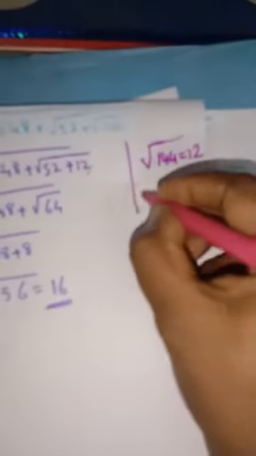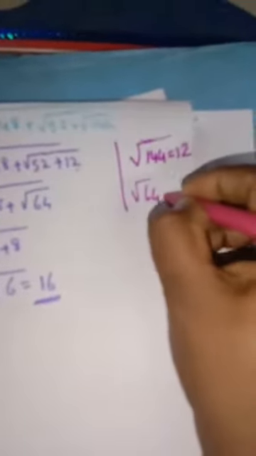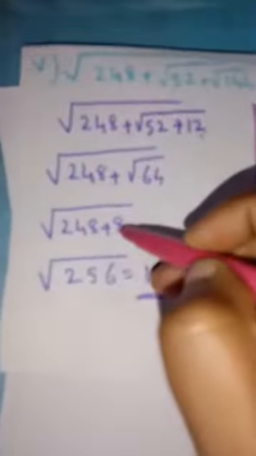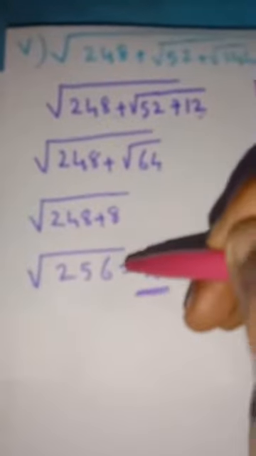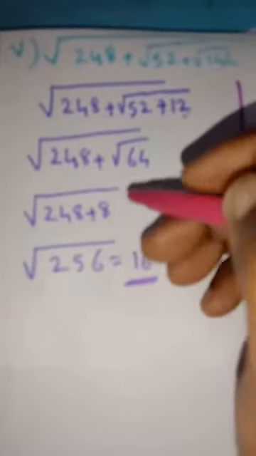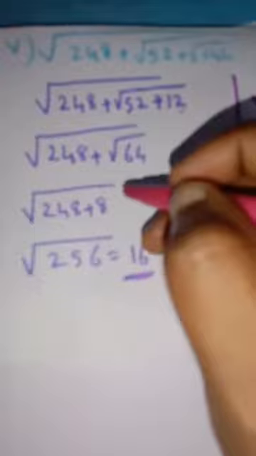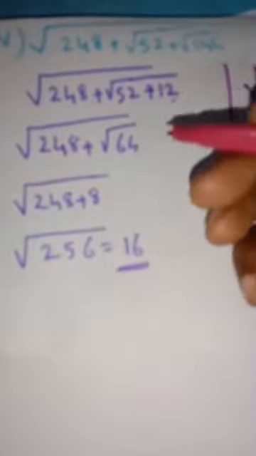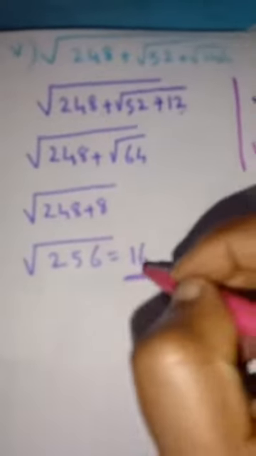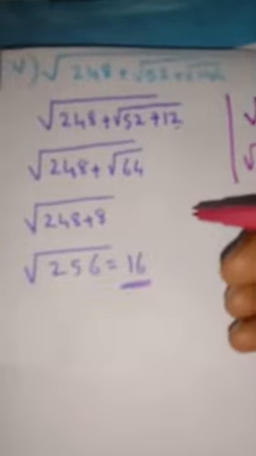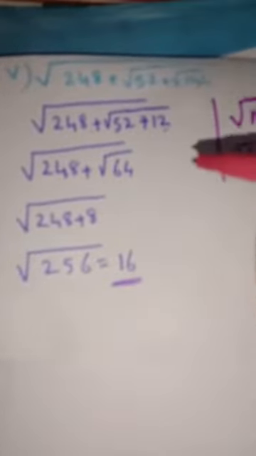Root 64, we know that it is 8. So root of 248 plus 8. What is 248 plus 8? Root 256. Square root of 256. What is root 256? 16. Okay.